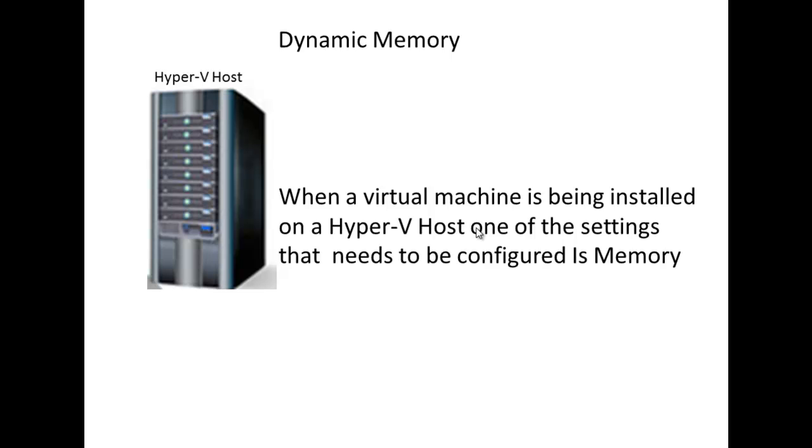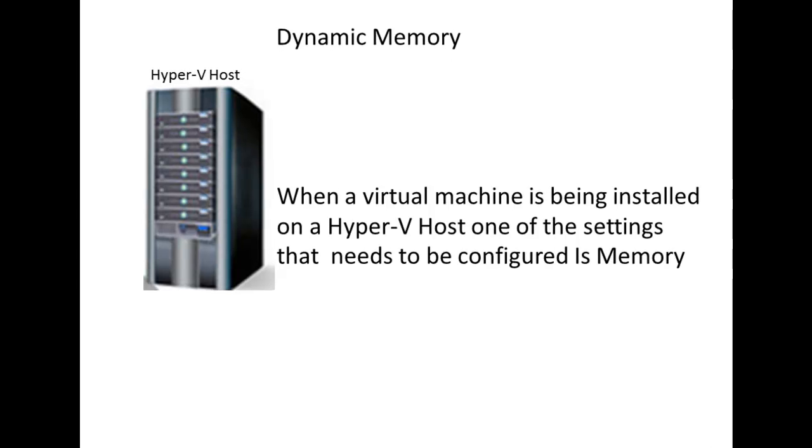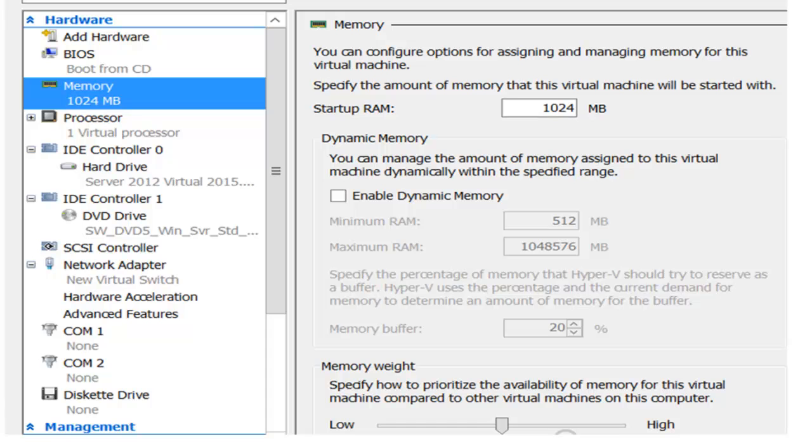We have 2 types of memory that we could set up or configure. We have static memory and we have dynamic memory. Let's take a look at the virtual machine settings for dynamic memory. Here we have our options that we can configure, and here we have a startup RAM. Startup RAM is the amount of memory that you're going to need to start the virtual machine.